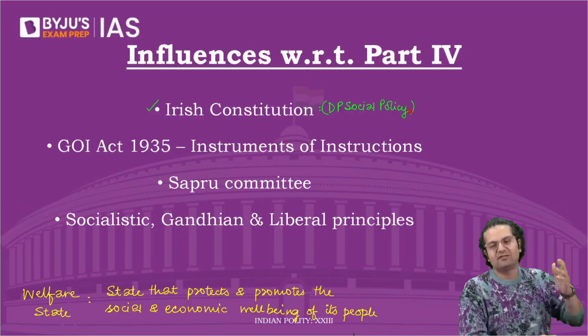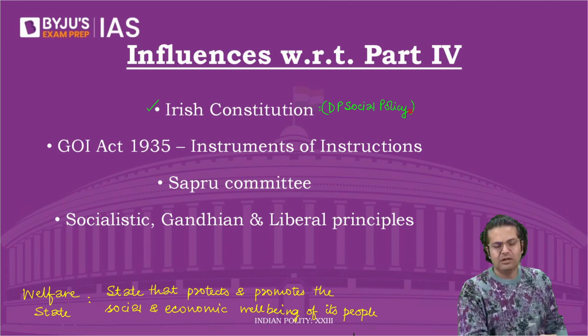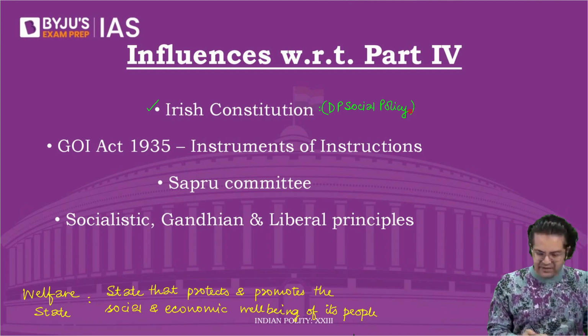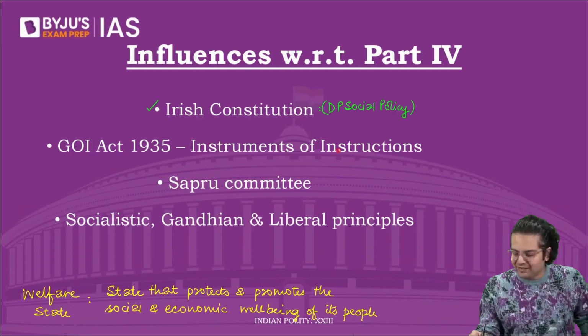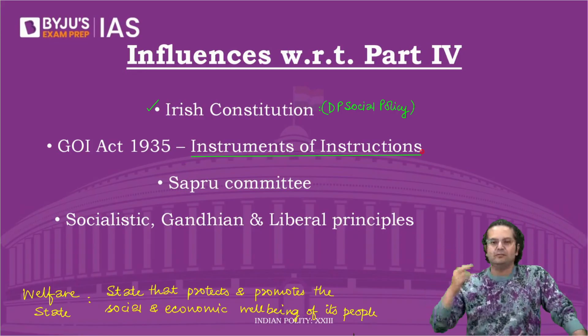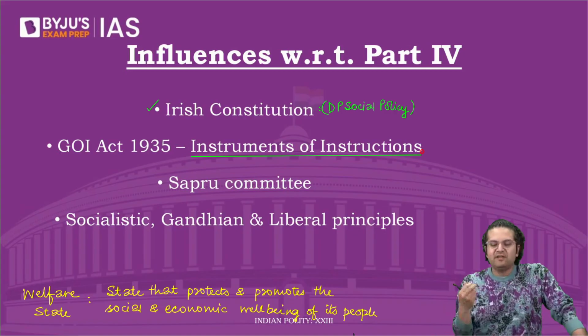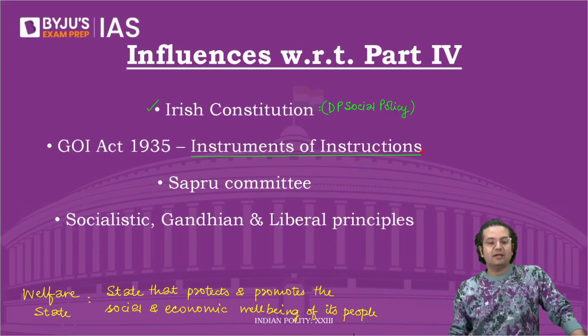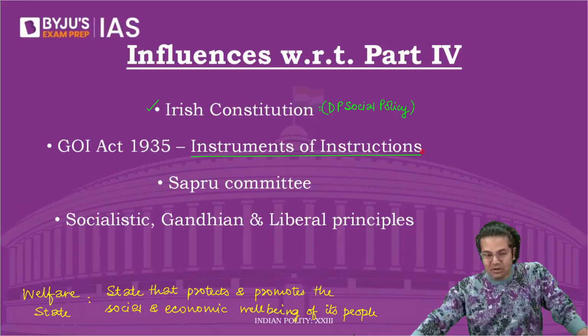Apart from this, we also saw the Government of India Act 1935. In a history class, you'll be looking at it. In the Government of India Act 1935, you have the instrument of instructions, instructions for the state on what kind of policies to make. Then the Sir Tej Bahadur Sapru Committee.